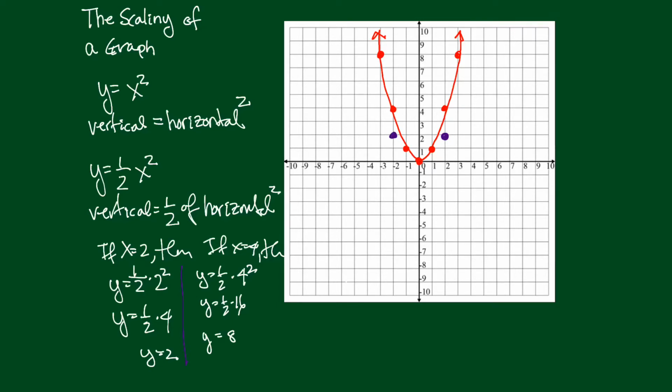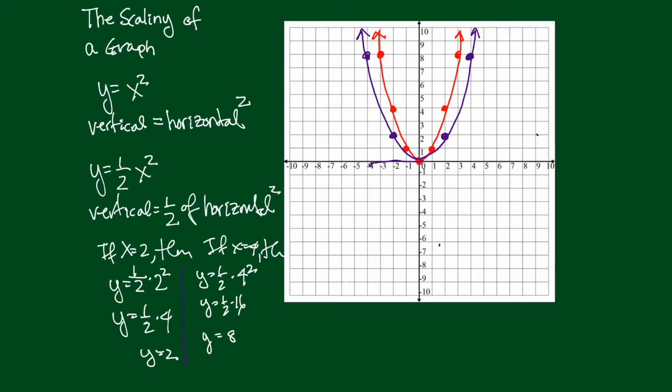So let's get a picture of that. What I would do is I go out 4, and then 4 squared is 16. Half of 16 is 8. That's going to put me here. So let's draw that in. And if I go the other direction to -4, right, if I go out to -4 and square that, I'll get 16. Half of that is 8, so I'll put a point here. Let's draw a curve through those points. See what we can do here. Pretty good.